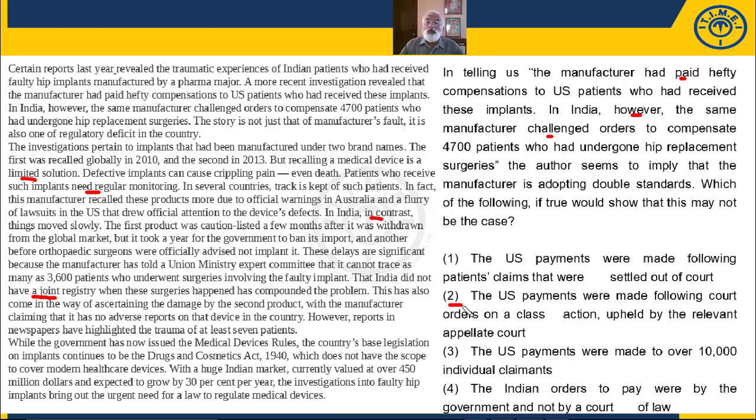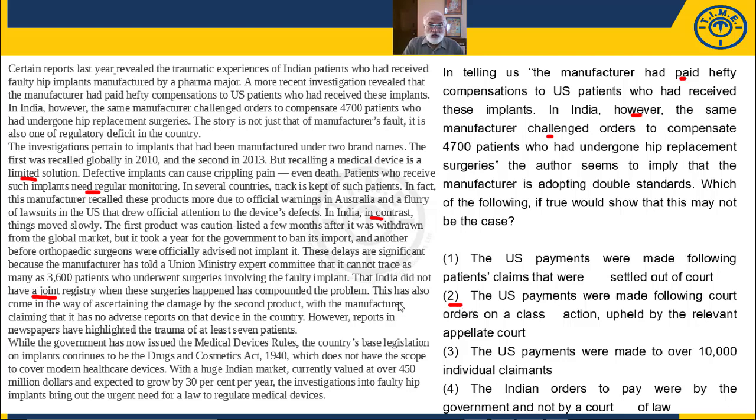What about 3? The US payments were made to over 10,000 individual claimants. Doesn't matter. What we really want to know is whether they challenged or not. 4. The Indian orders to pay were by the government and not by a court of law. Doesn't matter. Again, they're challenging the Indian orders. We want to know whether they challenge the US ones as well. So the only statement here that holds open the possibility that they did challenge before they paid is in 2, because they challenged and even went to court and even went to appeal, right? So 2 tells us that there's a challenge there, and therefore there aren't any double standards adopted here.